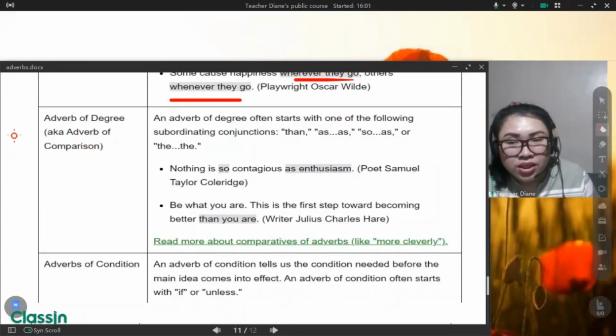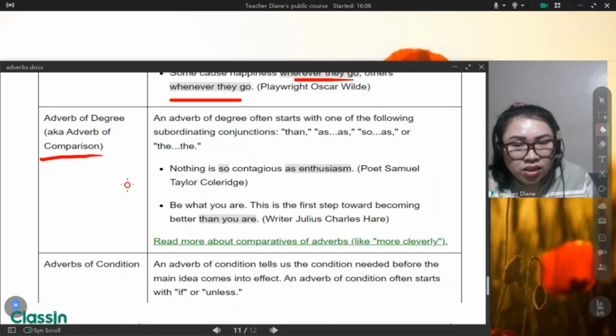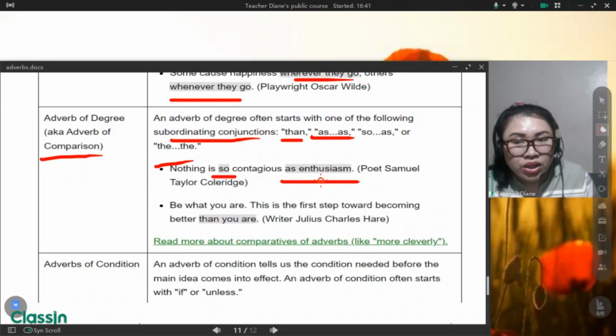Proceed to adverb of degree. When we say adverb of degree, it is comparison. An adverb of degree often starts with one of the following subordinating conjunctions. Examples are than, as, so, and as. Example: Nothing is so contagious as enthusiasm. Here our subordinating conjunctions are "so" and "as." So, degree of comparison.